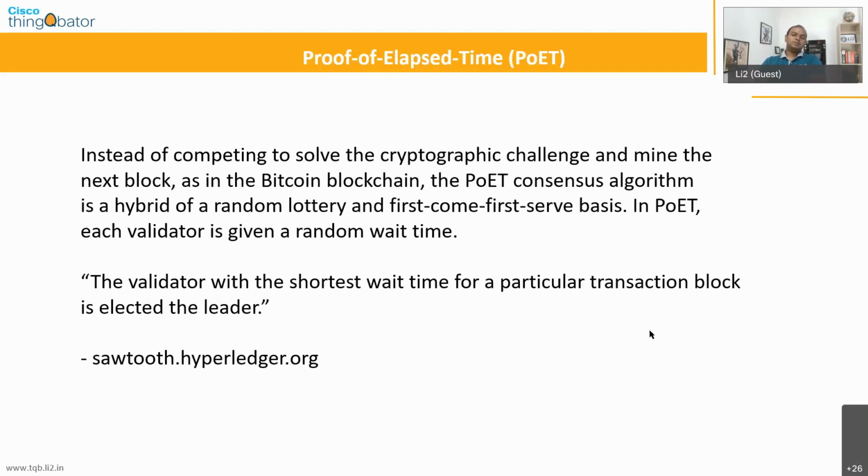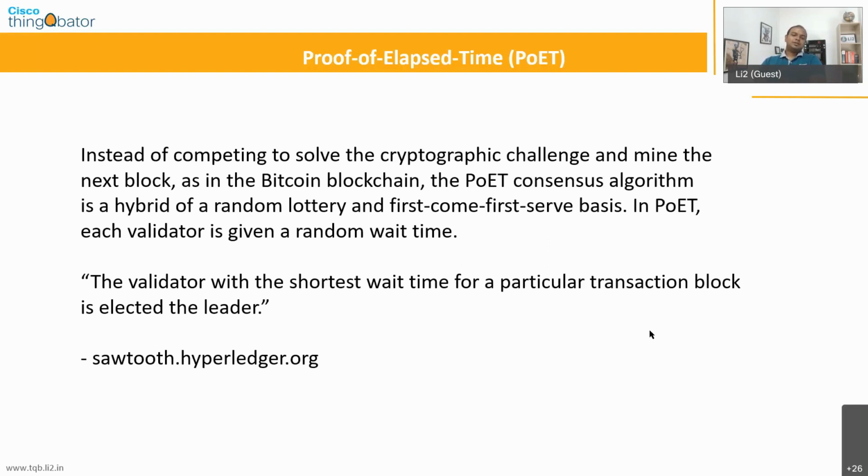Right? So there are 5 nodes in a blockchain network, and all of those nodes are getting a random wait time. So one node gets 2 seconds, another gets 3 seconds, some get 1 second, some get 10 seconds, right? So the node with the least wait time, 1 second, will have the first opportunity to create the block in the blockchain. If it fails to do so, then it will go to the next least wait time.